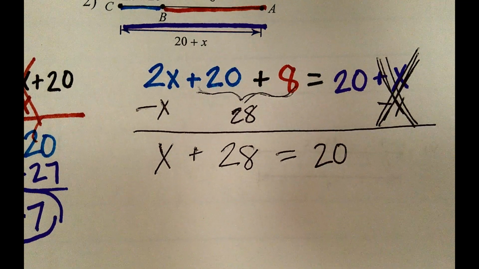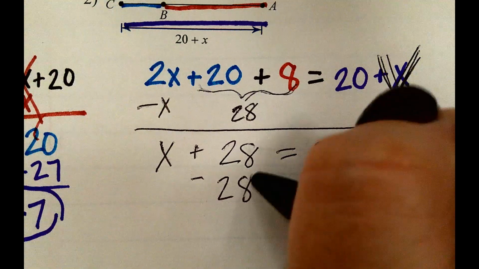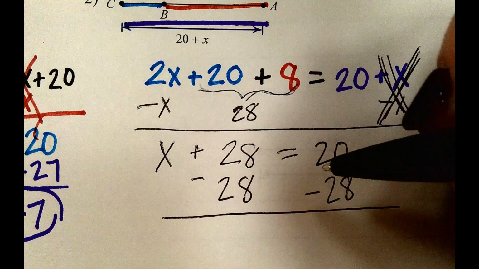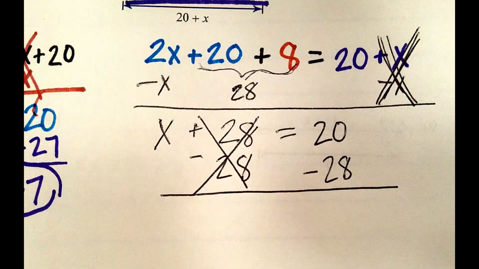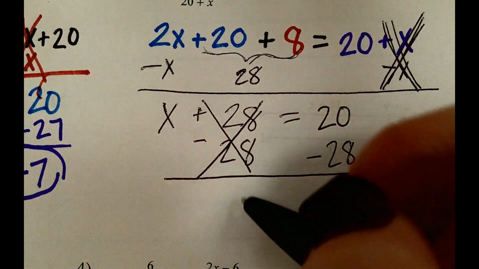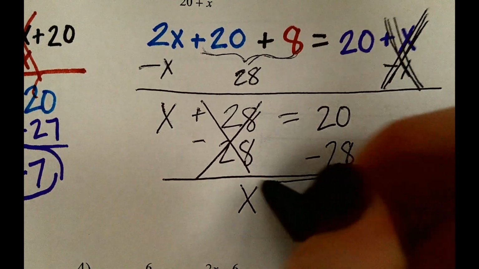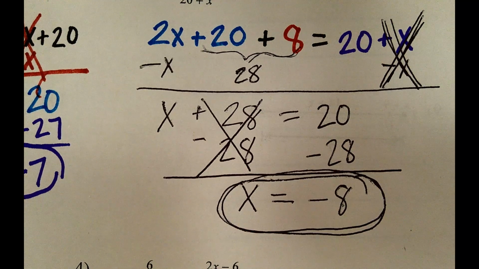Okay, last step. What do I do now? Minus 28. Good. Minus 28. And what happens to my 28s? Okay. They cancel. And what is 20 minus 28? Negative 8. So that is our answer for number 2. X is negative 8.